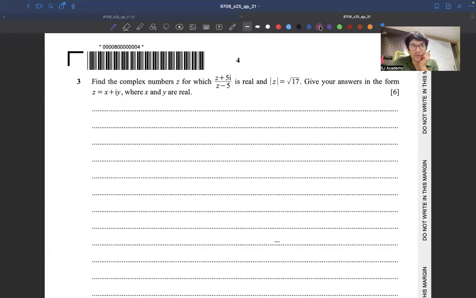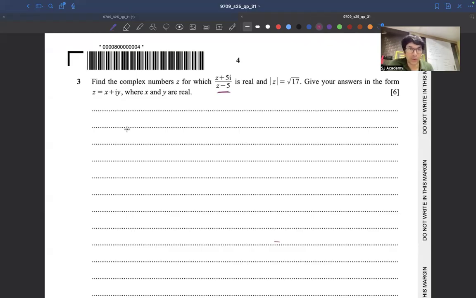In question 3, we have to find the complex number z for which (z + 5i)/(z − 5) is real and the modulus of z is √17, giving an answer in the form z = x + iy. Now, it says that this is real. It means that the imaginary value will be equal to 0.